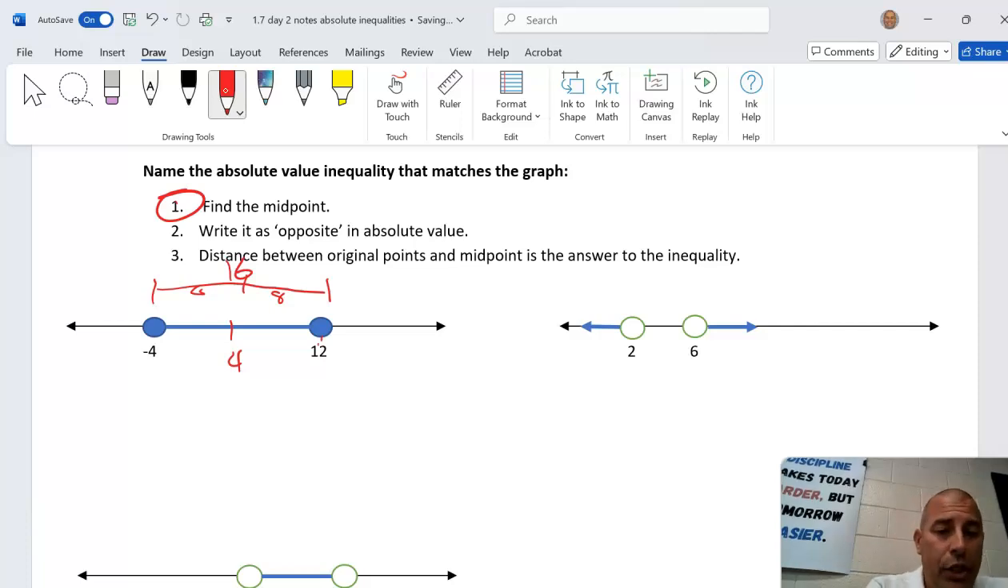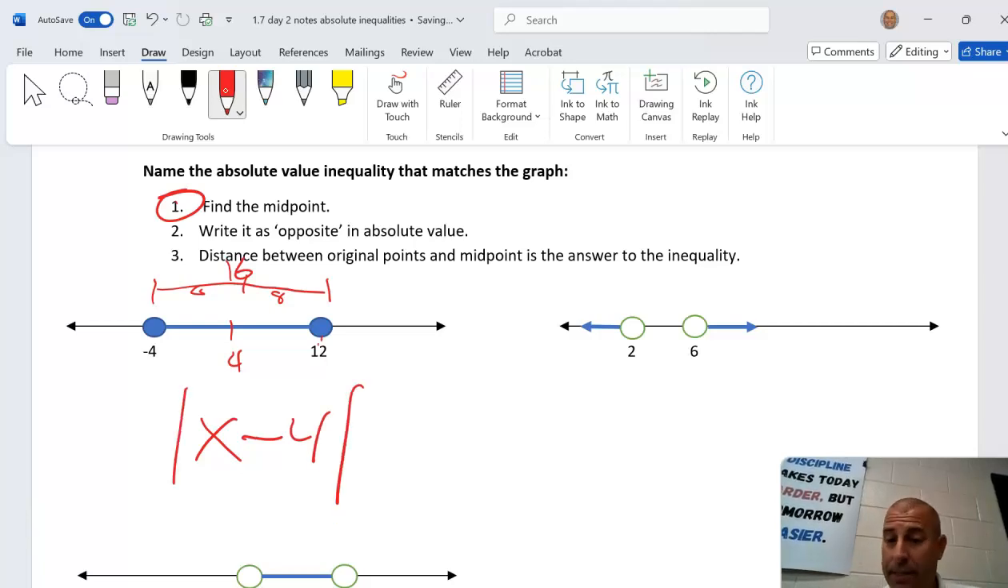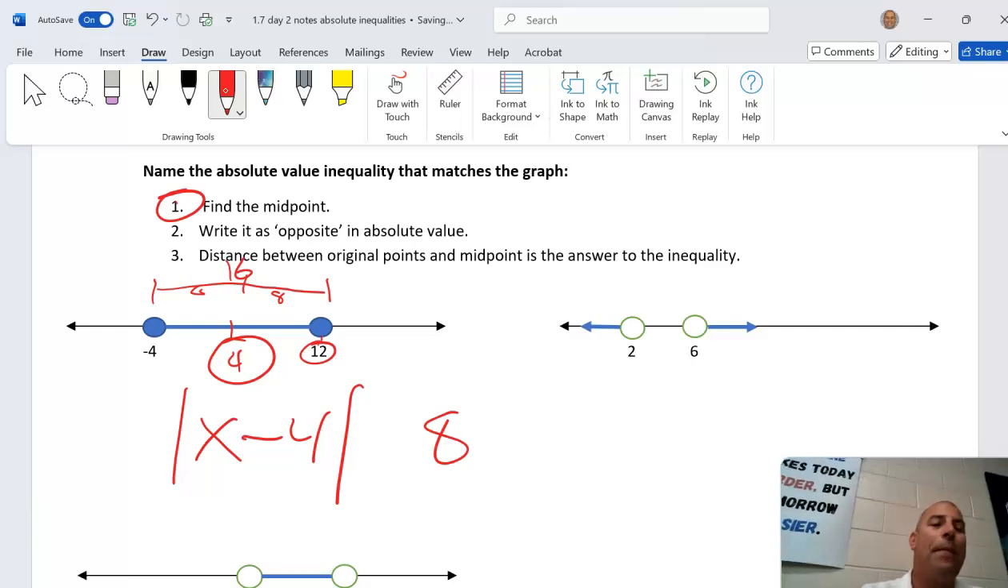So what you do is you always write its opposite in the absolute value. Opposite of 4. That's why I put down x minus 4. And then the distance between the original points and the midpoint is the answer to the inequality. The distance between the original points, like 12, and the midpoint. How far is it from 4 to 12? It's 8. And again, we established that a distance is going to be positive.